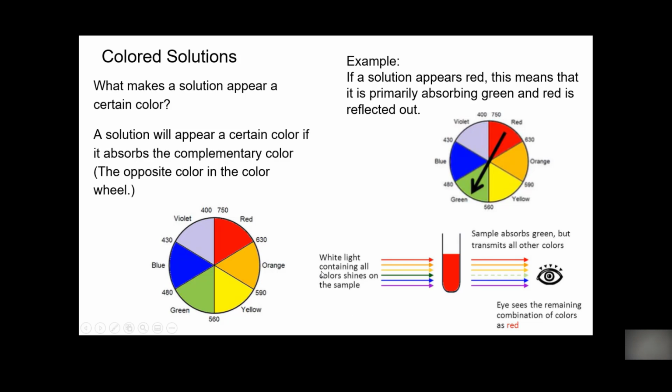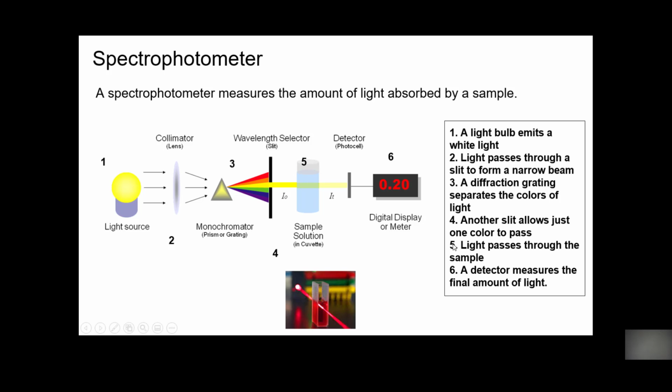So down here, it says white light containing all the colors shines on the sample, but as you see, green is the one absorbed, but you're going to see this as red. Everything else will just get transmitted through. It's not going to interact because it's not going to be at the wavelength that's going to cause it to interact with the solution. How do we do this? How do we know about these values in the wavelengths? We use a spectrophotometer. A spectrophotometer measures the amount of light absorbed by a sample.